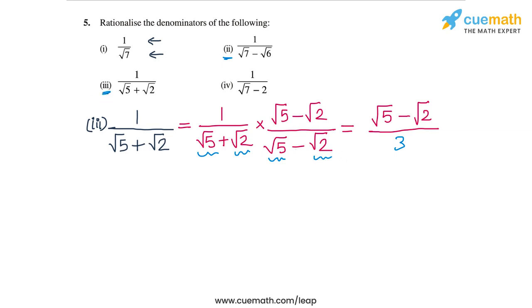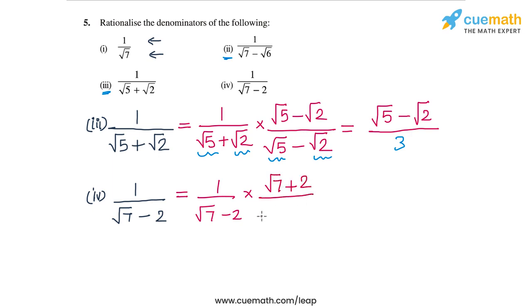Now let's finally go to the fourth part. So in the fourth part we have the expression as 1 by root 7 minus 2. So only one term is irrational in the denominator. So we will multiply the numerator and the denominator by root 7 plus 2. So we will get 1 by root 7 minus 2 times root 7 plus 2 by root 7 plus 2. So what do we get in the product?